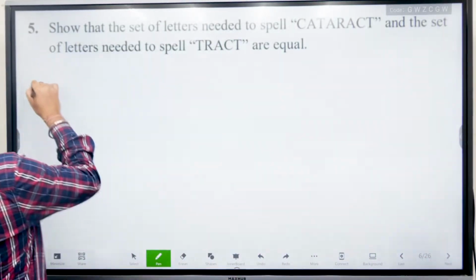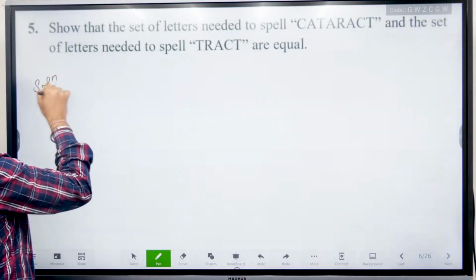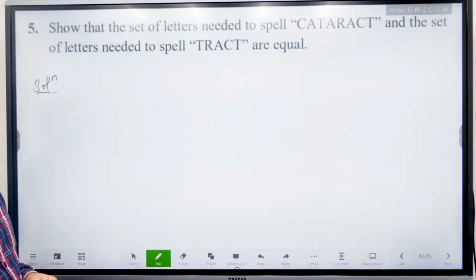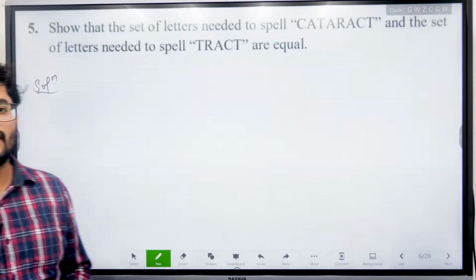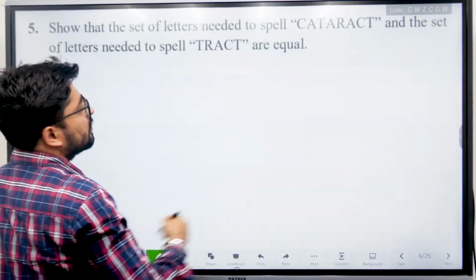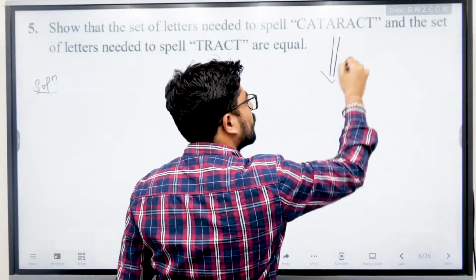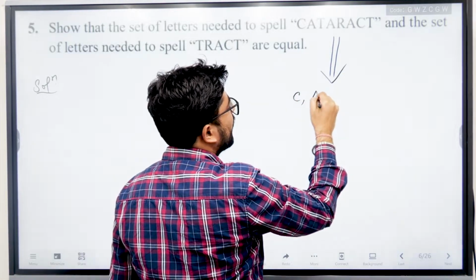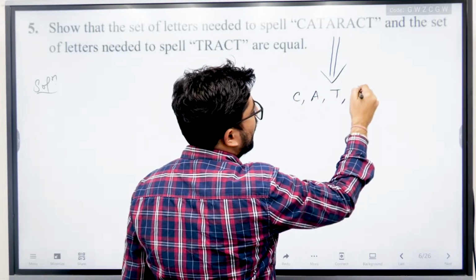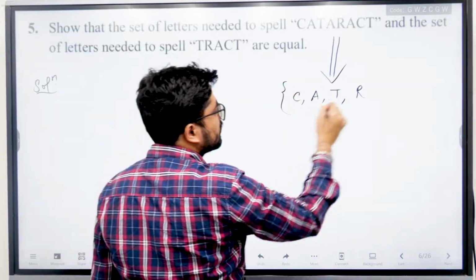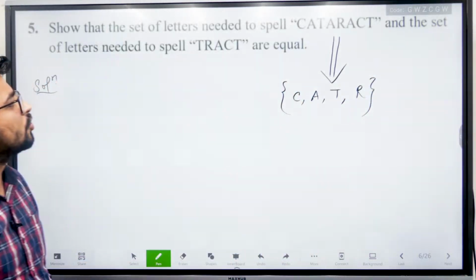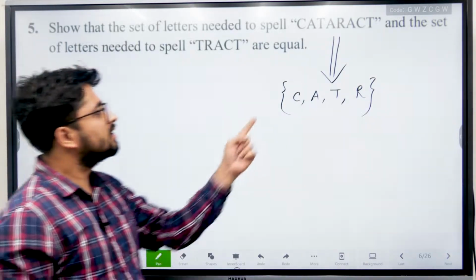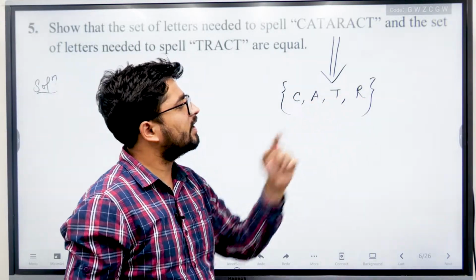Next question is, show that the set of letters needed to spell cataract and the set of letters needed to spell tract are equal. If you observe, the letters required to make the word cataract are C, A, T and R.